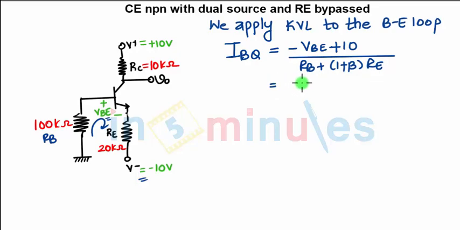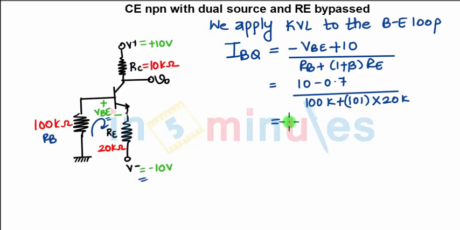So when you substitute the values, it will be 10 minus 0.7 whole divided by RB, which is 100K, and beta is given as how much in the question? 100. So 101 into RE. RE is 20 kilo ohms. So this will give you the value of IBQ as 4.386 microampere.